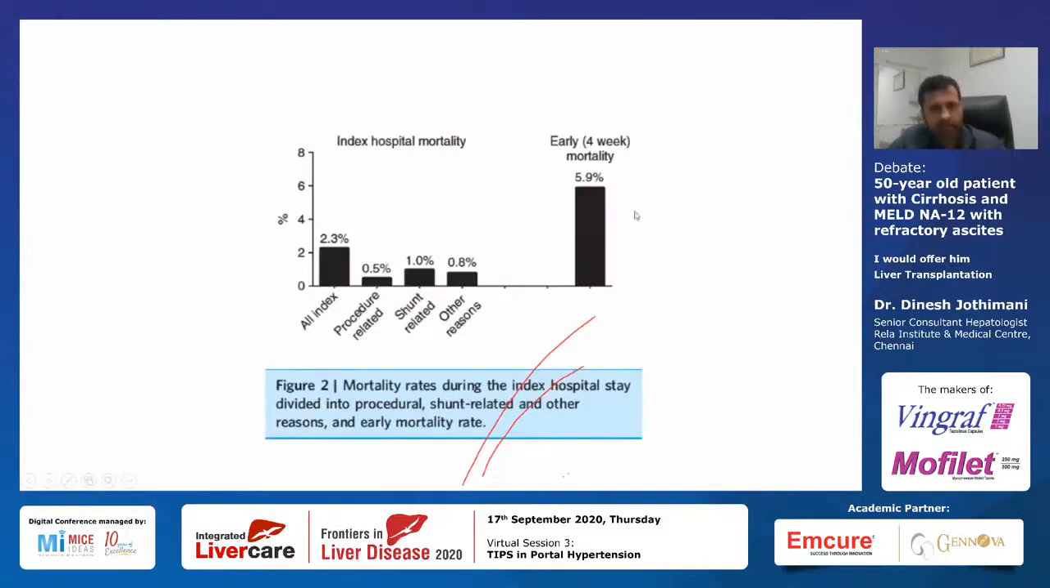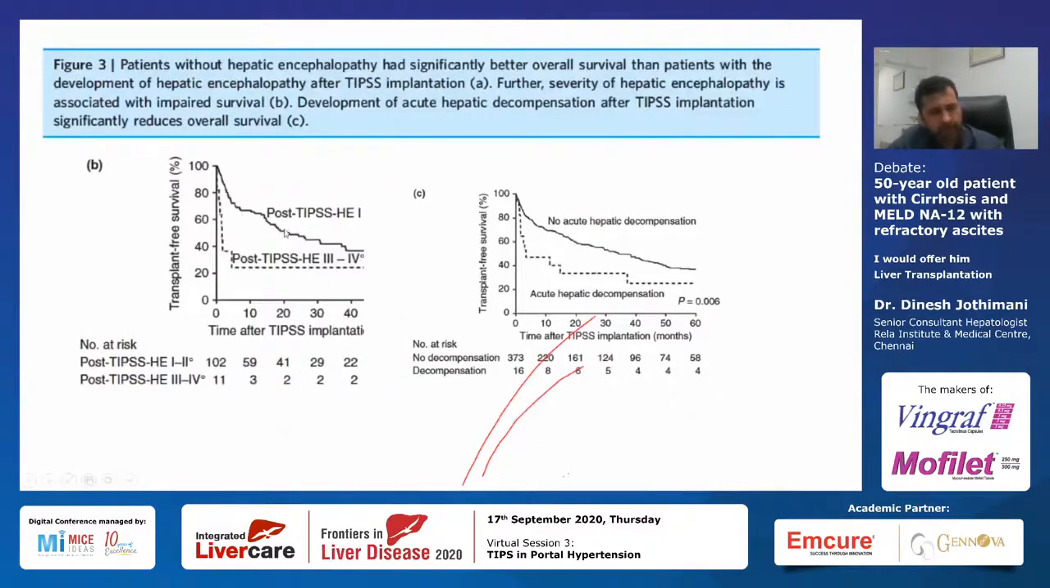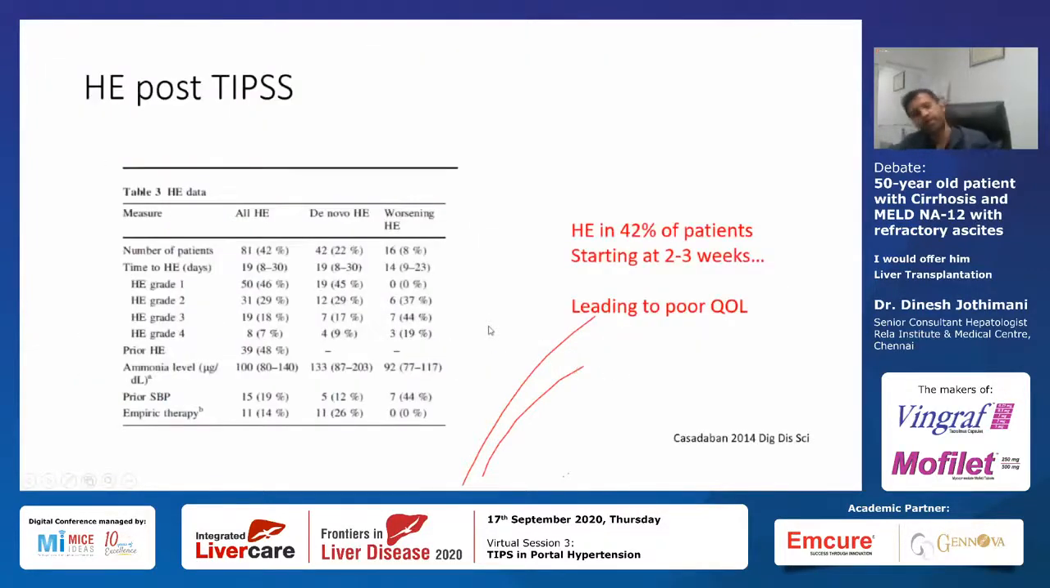So this is the early mortality associated with TIPS in these patients. These are done for refractory ascites. And when they develop hepatic encephalopathy, we know that nearly 30 to 40% develop encephalopathy. When they develop encephalopathy, their survival actually drops to less than 20 to 30%. And you are converting somebody who's a stable patient to a very sick patient in no time. And also, when they develop acute hepatic decompensation following TIPS, you're finished, your survival is gone. So what are we achieving by doing TIPS?